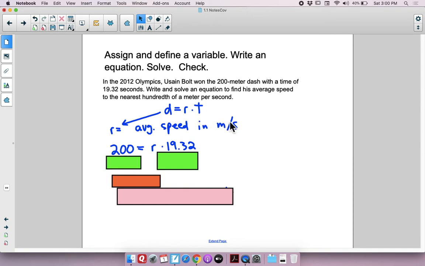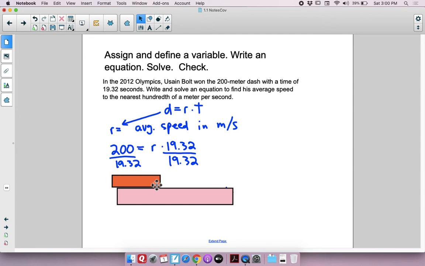When you assign and define a variable, you always should put the label on it to help you remember what it is. Okay, so then I'm just plugging in. Distance, I know that's 200 meters, 200. R, and then the time, 19.32. What are we going to do to solve for R here? I hope you said divide by 19.32. And if you do that one you can use your calculator. What's it going to be about?